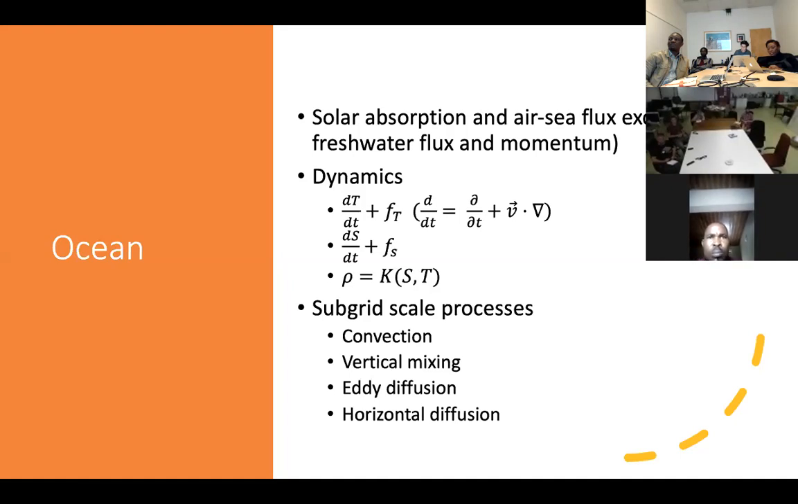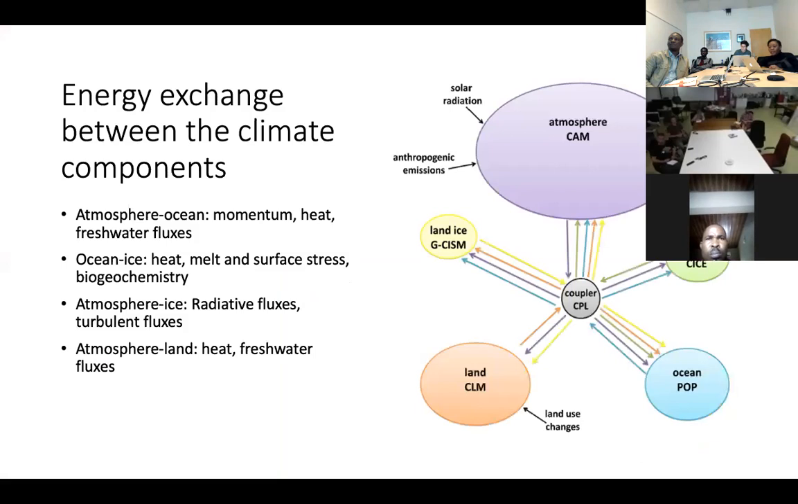Okay, I guess I'll continue. So now the main component of the climate or earth system model is the coupling between each individual component. As I mentioned before, there is exchange of fluxes between the components. So for example, the atmosphere and ocean, the main dynamical components, exchange momentum, heat, and freshwater fluxes.